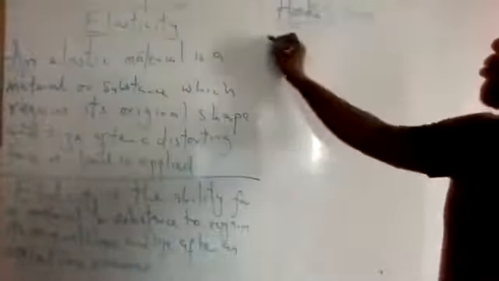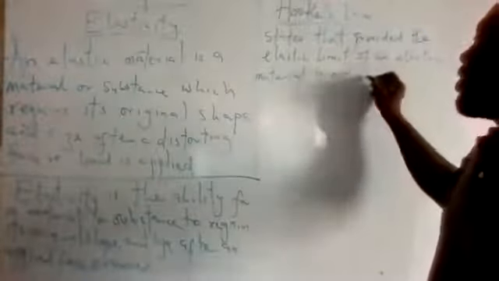Now, Hooke's law states that provided the elastic limit of an elastic material is not exceeded, then the extension E is directly proportional, you can just say it's proportional, it's directly proportional to the applied force, or load. That's what it just means.